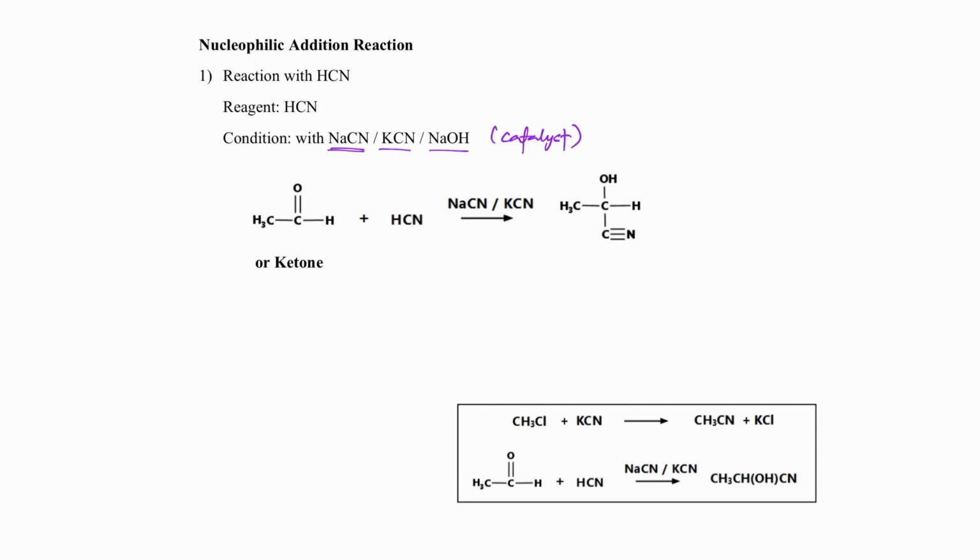So for this addition reaction, where we have nucleophilic addition, we will see that H is added to the oxygen of the C double bond O. And next, CN is added to the carbon of the C double bond O. Okay, so this reaction will be the same for both aldehyde and ketone. They will react with HCN to produce a compound with alcohol, OH, and also CN, nitrile. So this is actually a hydroxynitrile.